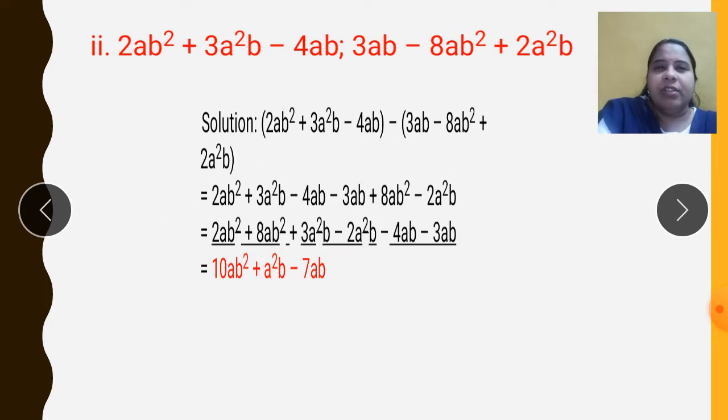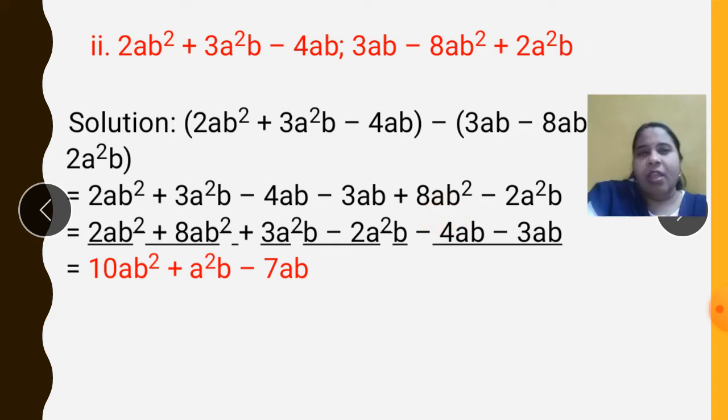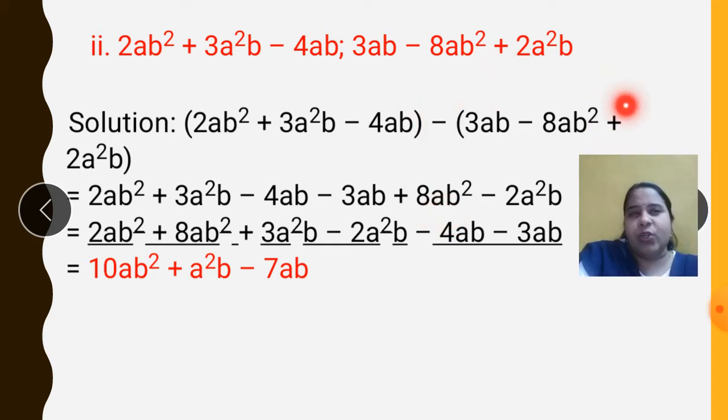See this. So the solution, as I told you: remove this sign, put a minus sign. Next step, this polynomial is to be written as it is, 2ab square plus 3a square b minus 4ab. Now let us open the bracket, minus 3ab, right? Then minus into minus will become plus, so plus 8ab square. Now this is a plus sign, plus into minus is minus, and 2a square b.